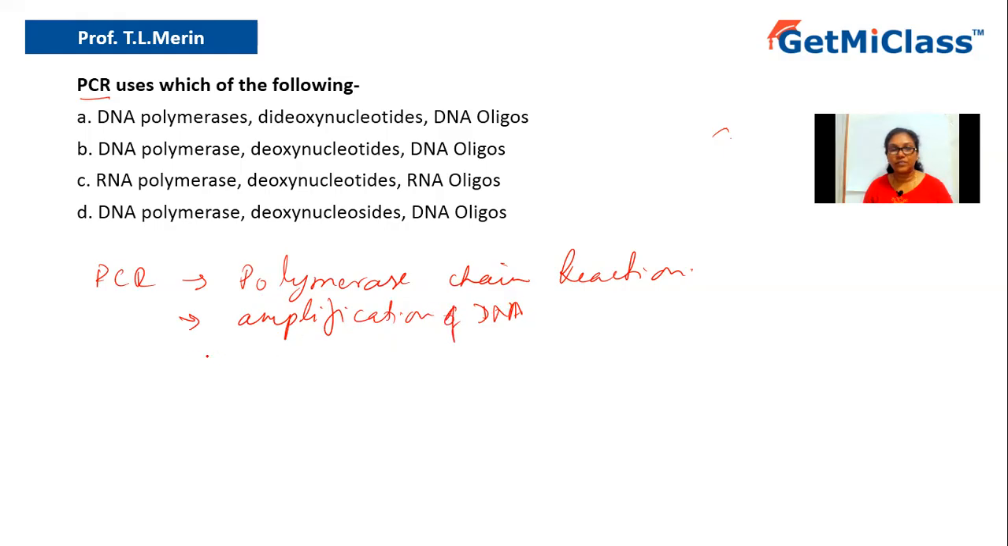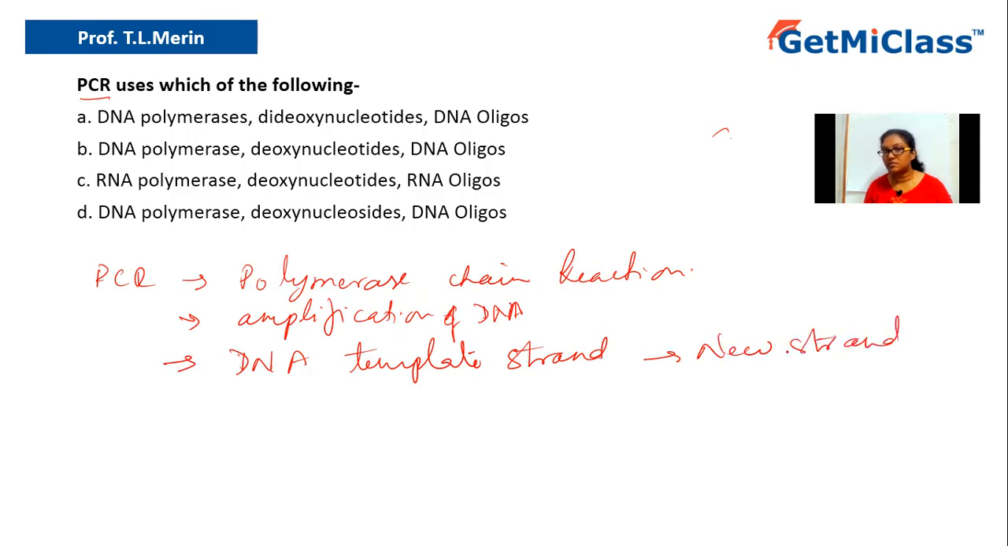So when we say amplification of DNA, you will have the sample, that is the template strand, which you have to provide. The template strand will be used as a template and new strands will be synthesized. Now, for the synthesis of a new strand, what is required? Of course, you need DNA polymerase. Polymerase is an enzyme which has the capacity to add nucleotides and extend the strand.